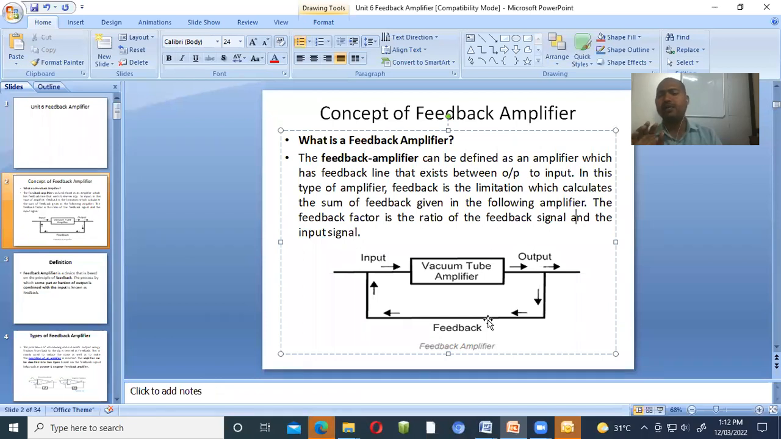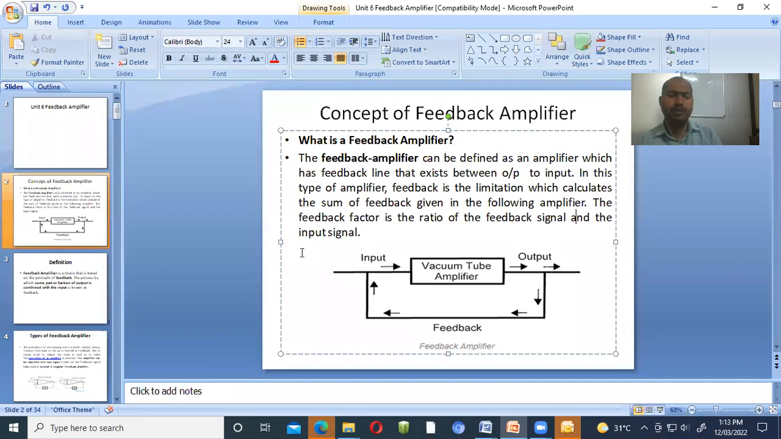Okay, amplifier indicates the device which should amplify whatever input is applied across it. Amplifier indicates enhancing or increasing the value of whatever input is applied across it. Okay, this is the thing related to feedback and the amplifier. Now we have seen what a feedback amplifier is, right?